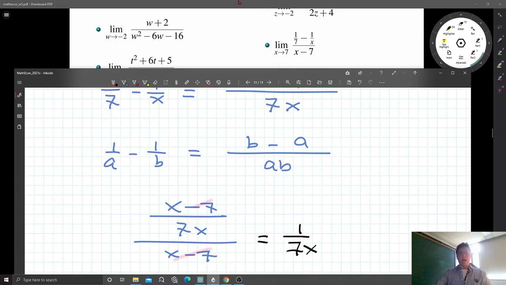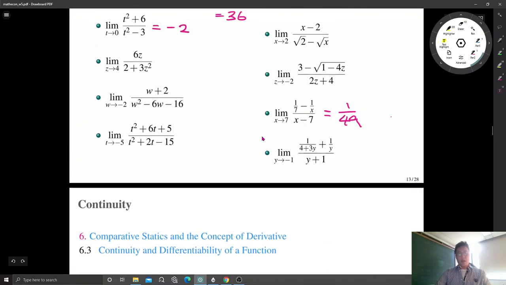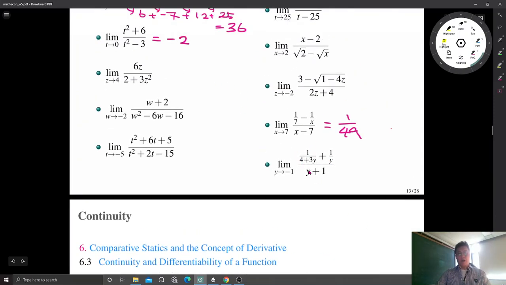Now we can take the limit as x goes to 7. 1 over 7x is approaching 1 over 49, so this is 1 over 49. Right? Using the same technique, I think you can evaluate the limit of this function as well.